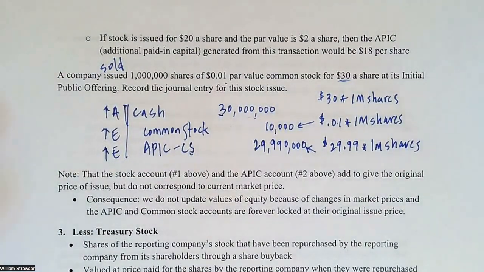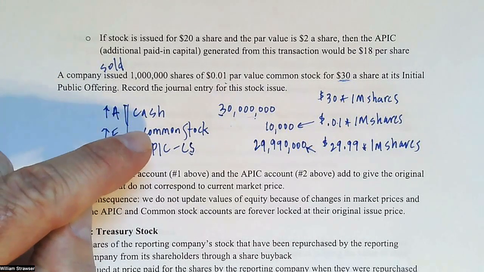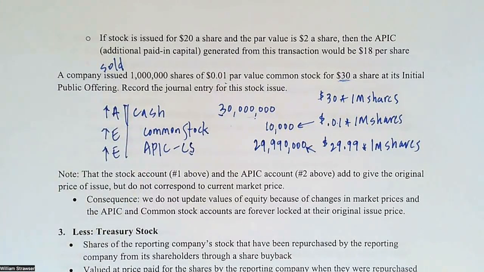And understand that once we sell the stock initially, right, this is only for a new issue of stock, an IPO, an SEO. Once we sell it, it's locked into these prices. We do not change common stock or APIC accounts as the stock is bought and sold on the market, only when we are putting new shares into the market.